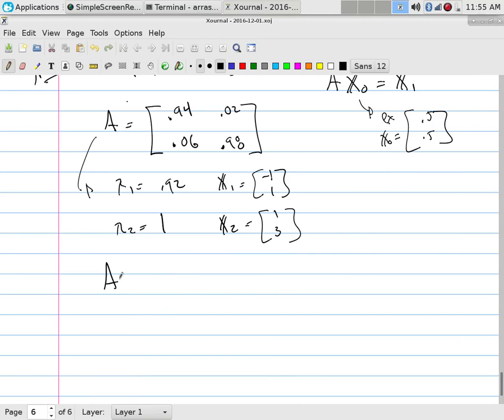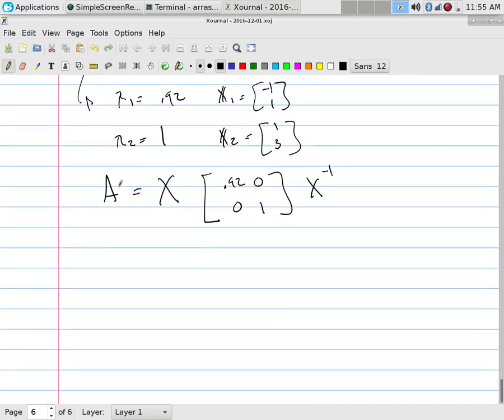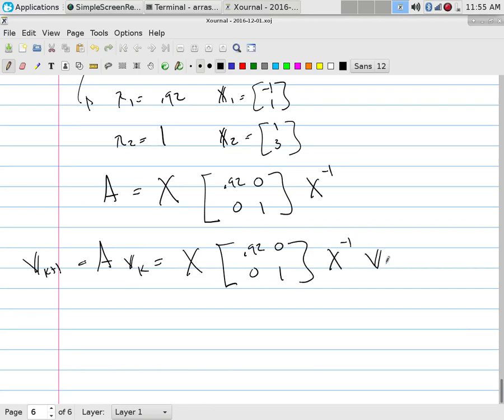All right, well, that tells me that A is, I'm just going to write X, because I really don't care, but it's X times the diagonal matrix with 0.92, 0, 0, 1, times X inverse. And now we're going to think a little bit and ask, what does A do to vectors, say vector k? It's going to spit out the next one, k plus 1, the next state vector. Well, that's simply X times the diagonal matrix times X inverse times a vector k, right?